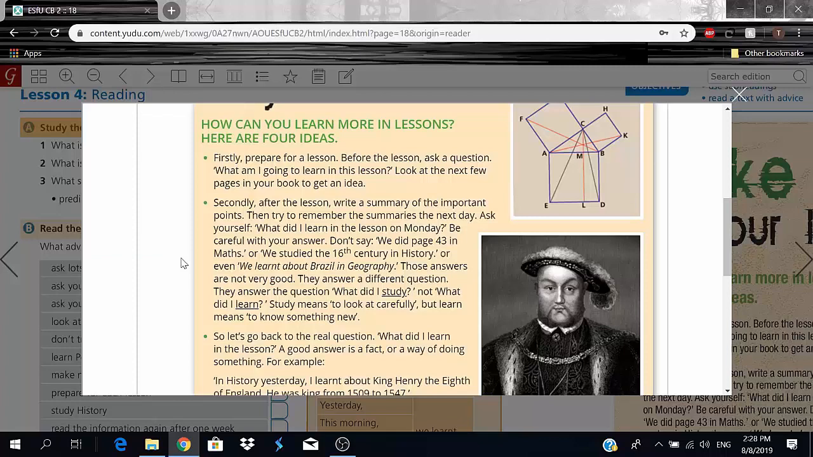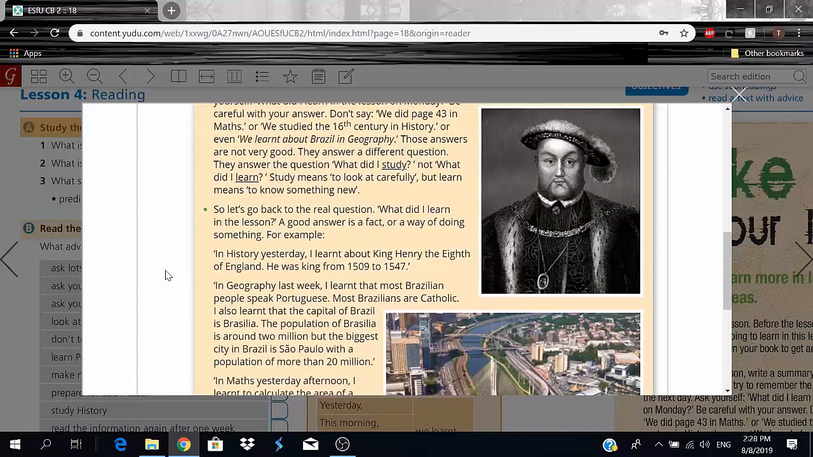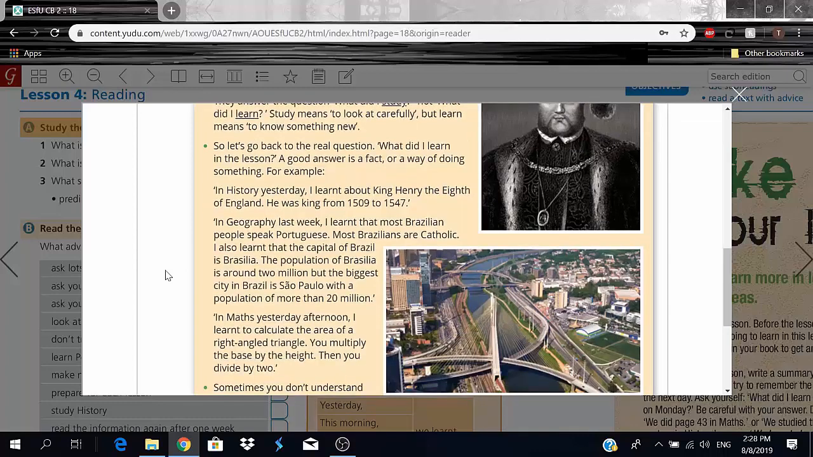Study means to look at carefully, but learn means to know something new. So let's go back to the real question. What did I learn in the lesson? A good answer is a fact, or a way of doing something. For example, in history yesterday, I learned about King Henry VIII of England. He was king from 1509 to 1547.